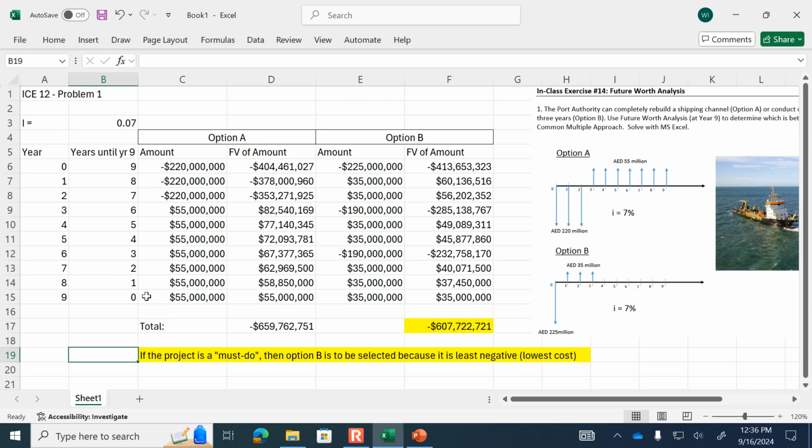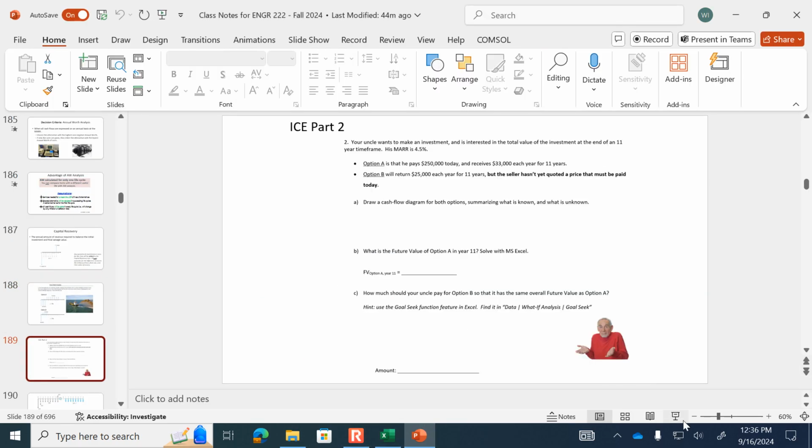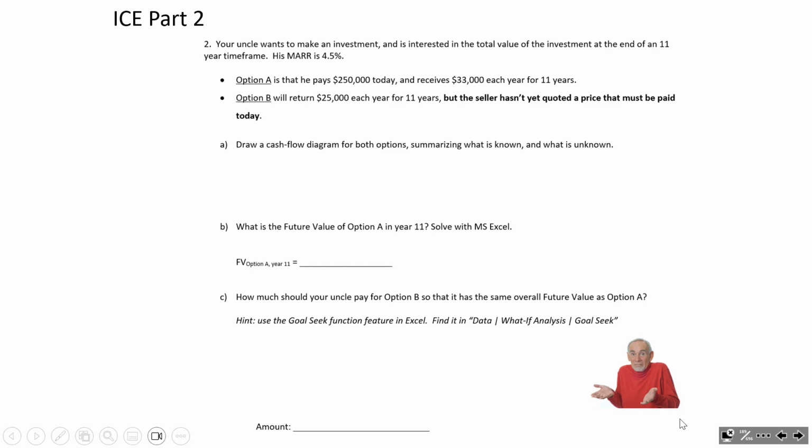Are there any other questions? Okay. Well, let's take a look at problem 2. So problem 2 says your uncle wants to make an investment and is interested in the total value of the investment at the end of an 11-year time frame. His minimum attractive rate of return is 4.5%. So there's two options. One option is that he would pay $250,000 today and then receives $33,000 each year for 11 years. And he wants to know what is the future value of that.